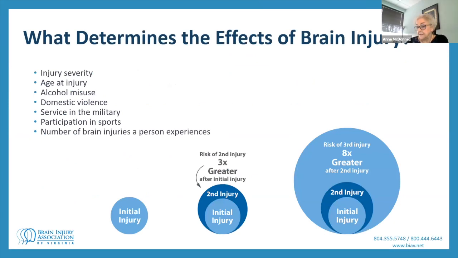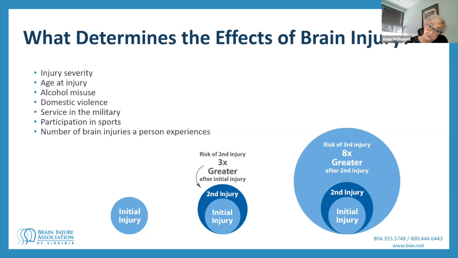There are a number of things that can determine the effect of a brain injury, and you'll see down at the bottom of the slide, I've said that if you had one injury, you're 3 times more likely to have another injury. And if you've had 2 injuries, you are 8 times more likely to have a third.